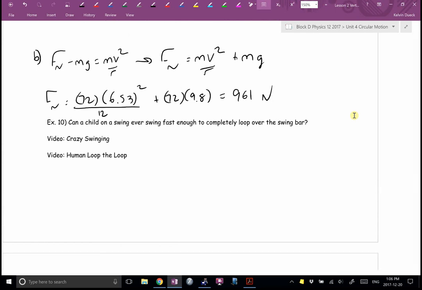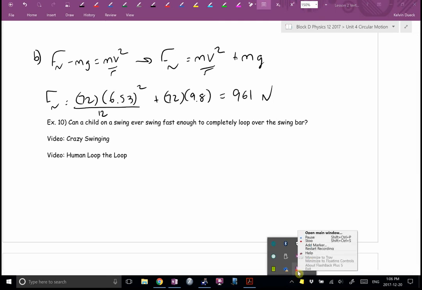How many of you have gone on a swing when you were a kid? How many of you have tried to go as high as you can to loop? Can a child on a swing ever swing fast enough to completely loop over the swing bar? Yes. Yes, I know for sure. Like many things in physics, the answer depends.